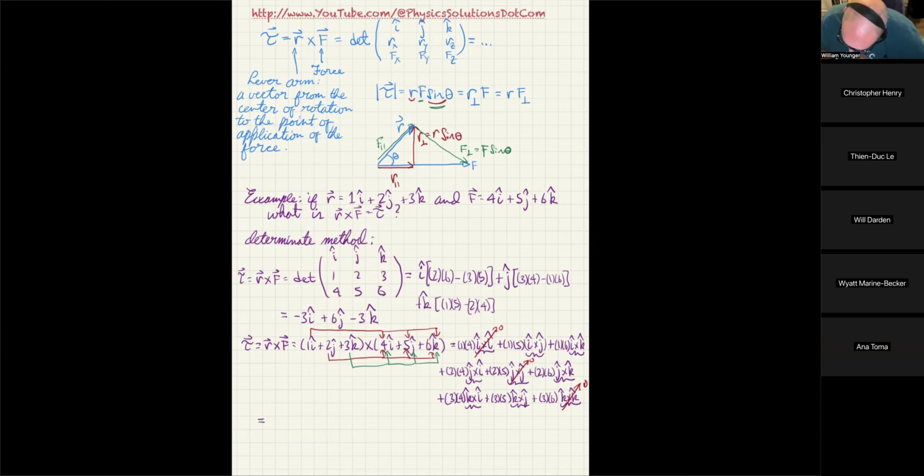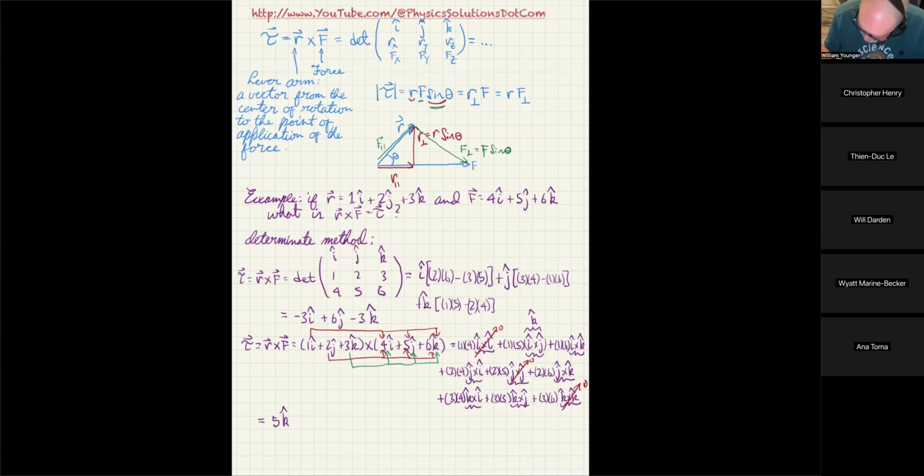So I can go ahead and say 1 times 5 is 5, but for i hat cross j hat, i hat is this way, j hat is this way, and then k hat points in the direction of my thumb, which is the z hat direction or the k hat direction. So i hat cross j hat is actually equal to k hat. So I get 5 k hat, and that takes care of that one.